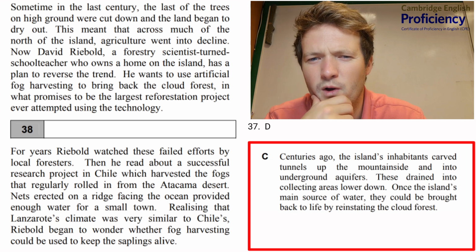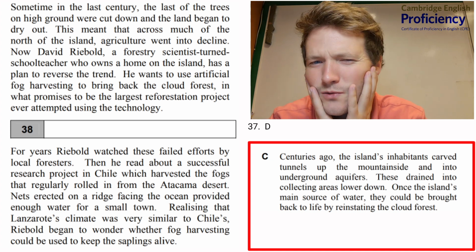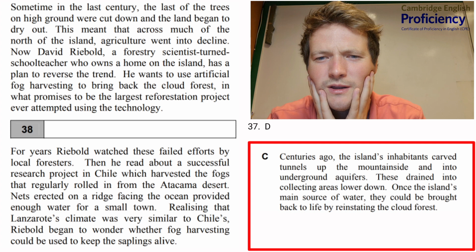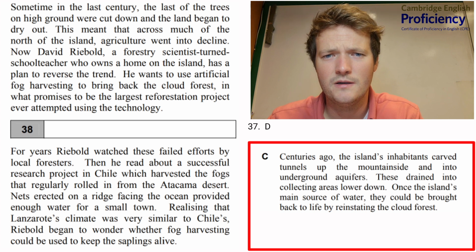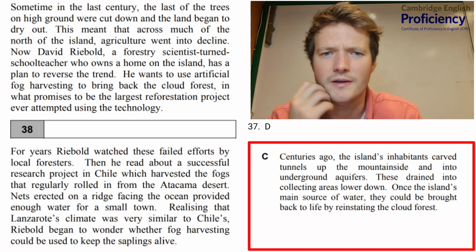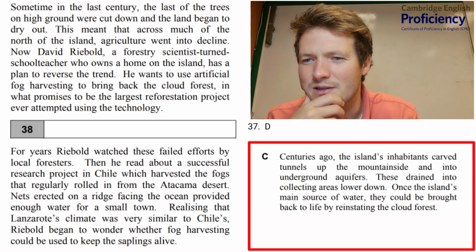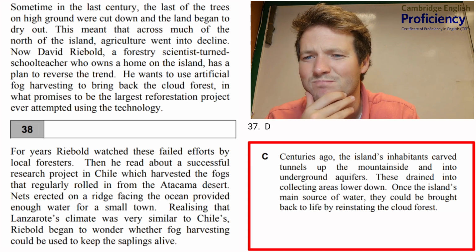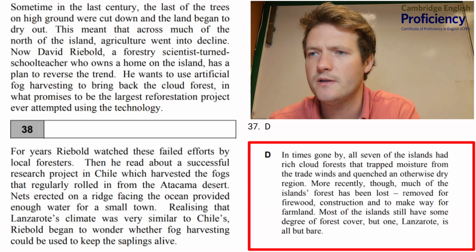For years, Ribald watched these failed attempts by local foresters. So my problem here is in the next paragraph. C looks okay for a minute in 38, but then for years, Ribald watched these failed efforts. Ribald is a person who is alive now. David Ribald is a scientist who lives in the Canary Islands now. I don't think he watched the failed attempts by local foresters. We're talking about the island's inhabitants centuries ago. He didn't watch those people. There's something that doesn't work out there. I don't think it's D because we think D's in 37. Let's have a look at E.